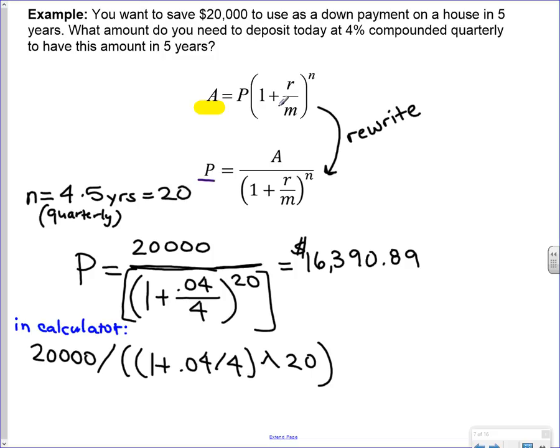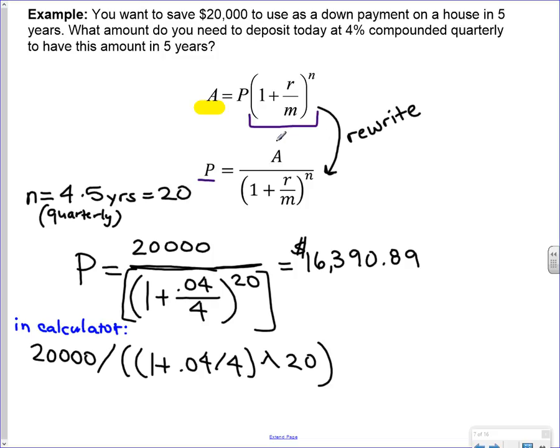Well, the way we do that is we can rewrite this formula. I can move things around. I want everything here to move to the other side, because I want P by itself. So I would divide A by this whole thing, and that's why it looks like a big mess here. But all I did was rearrange this equation, and now I get P equal to A over this whole big thing. So now I can solve for the principal given a certain ending amount.